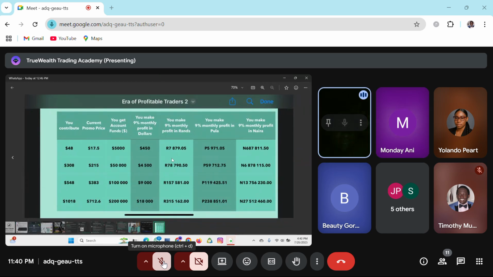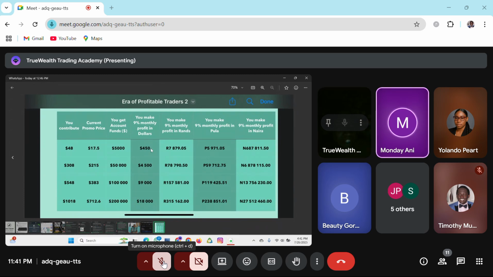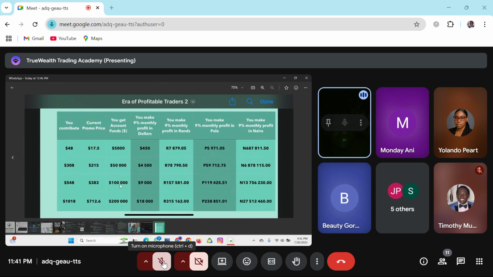We are swing traders. We are not scalpers. Scalpers trade on the 5 minutes, right? So we are patient to wait for our setup for days, for a week. And this is the goal. If we can get a $5,000 account and we pass it and we do only 9% a month, that's $450. If we can pass a $100,000 account and we do 9% monthly, that's $9,000. If we can pass a $200,000 account and we do 9% monthly, that's $18,000. Think about the potential.